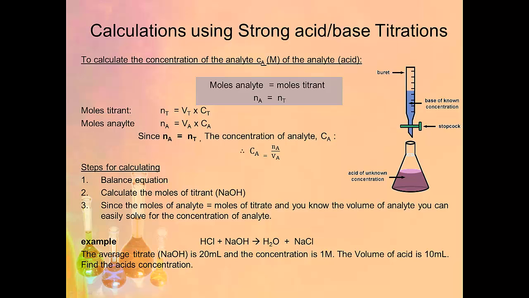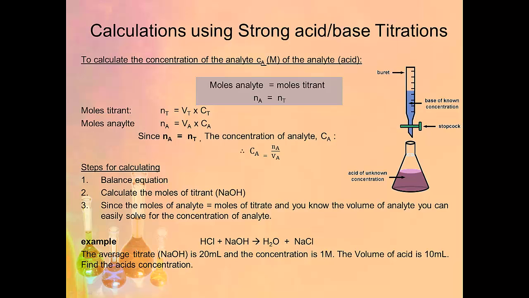So to calculate the concentration of the analyte in moles per litre, we can have a look at moles of analyte. This is a relationship. Moles of analyte equals the moles of titrant. Okay, so the moles of titrant equals the volume of titrant times the concentration of titrant. The moles of analyte equals the volume of analyte times the concentration of the analyte. Since Na equals Nt, the concentration of analyte, Ca, equals Na on Va, which means the number of moles of analyte on the volume of the analyte will give you the concentration of the analyte.